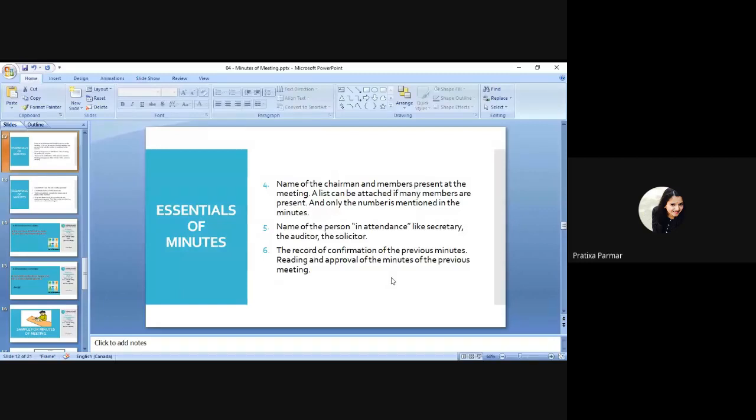The fourth important point is the name of the chairman and members present at the meeting. A list can be attached if many members are present, and only the number of members is mentioned in the minutes. Now here, it is mandatory to have a list of people who are going to attend the meeting, so that if you need to take the signature, it's easy for you to do that. So that you can always keep a record that this many people have attended this meeting.